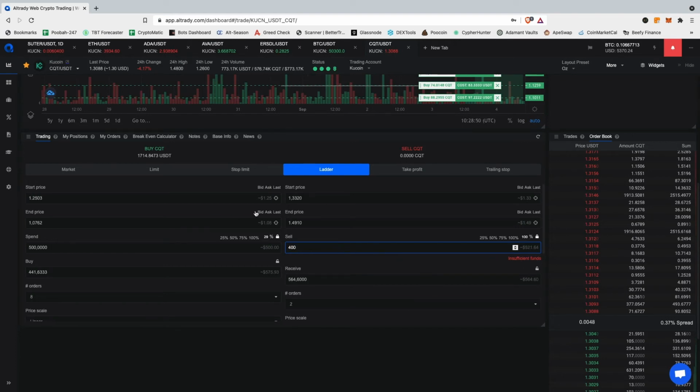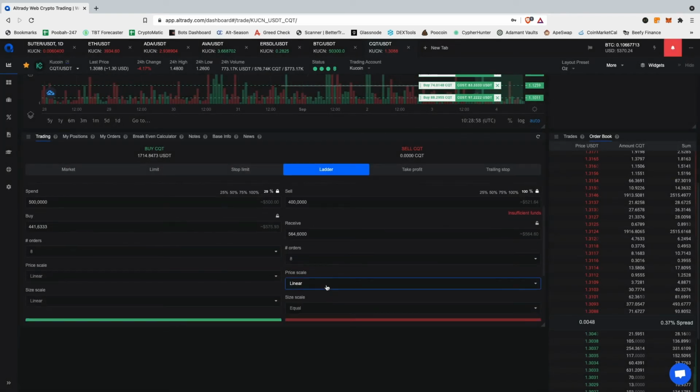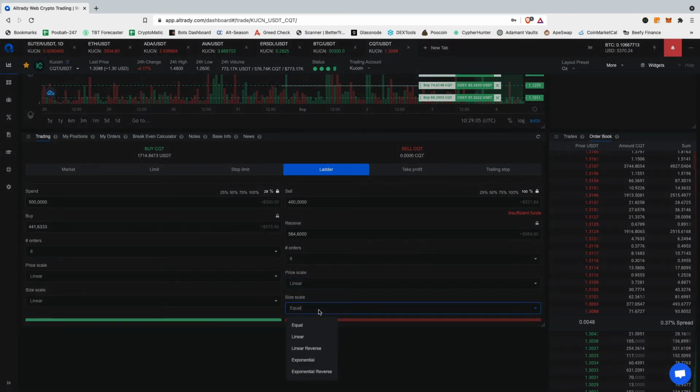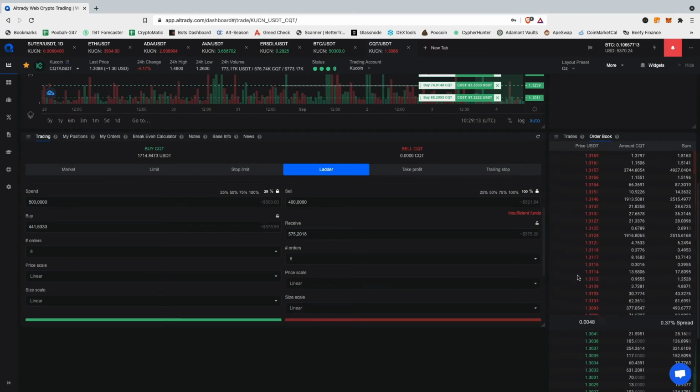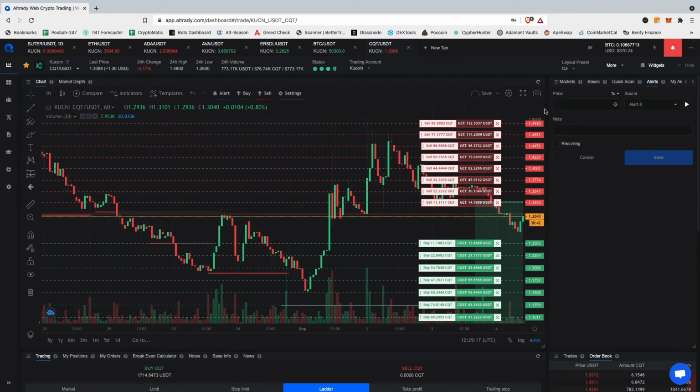Okay, so this is the amount I will receive. How many orders you want to do? Similar to this one, let's do 8 orders. Price scale linear as well, and equally you sell. Okay, actually I wouldn't mind selling linear reverse. Okay, so now if we go to the chart, look at this.